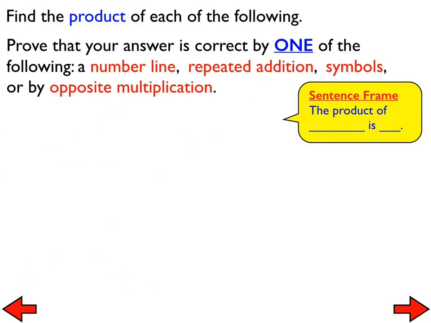Okay. So what I'm basically saying right here is I don't care which method you use, but you need to figure out how to multiply 6 times negative 3. Everybody try number 1.